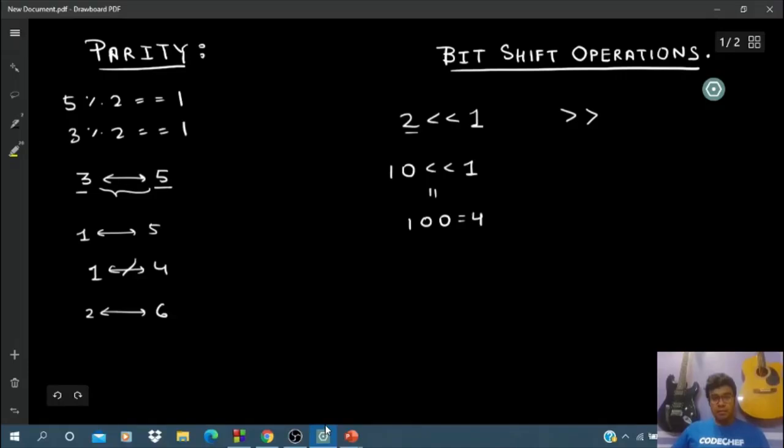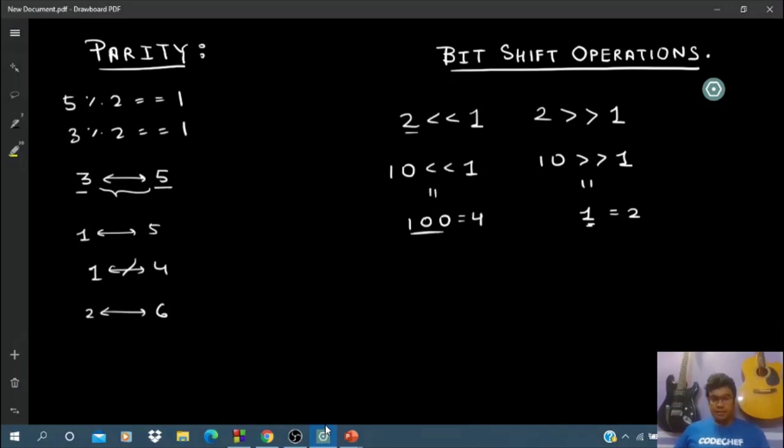Similarly, if I am doing 2 right bit shift operator 1, it will shift. So I'm going to write this as 1 0 bit shifted by 1. What this will do is remove the last bit that 2 had, which is equal to 0, and it will only be left with 1, which is equal to 1. So this is the binary form. Okay, let's move ahead.